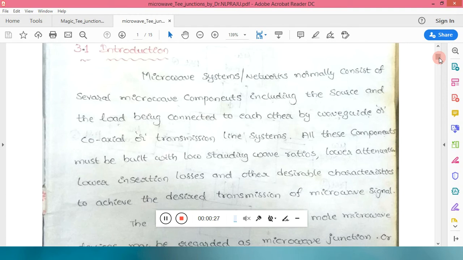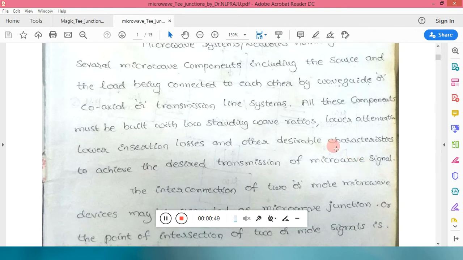So the microwave systems or networks normally consist of several microwave components, including the source that generates the microwave signal, and the load, which are connected to each other by some waveguides or some transmission line systems. But all these components must be built with lower standing wave ratios, lower attenuation loss, lower insertion losses, and other desirable characteristics to achieve the desired transmission of microwave signals.